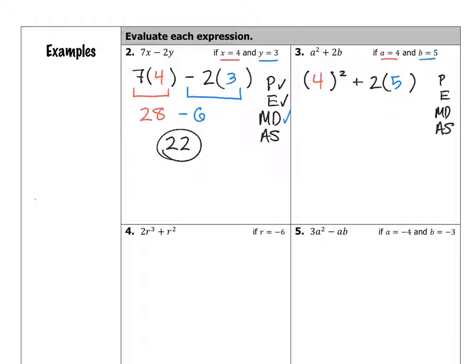I need to do my exponents first, since I can't do anything inside of parentheses. So I see a 4 squared here, which is 16. So this is 16 plus 2 times 5. Then I have multiplication. 2 times 5 is 10. And then finally I can do my addition, 16 plus 10, which is 26.